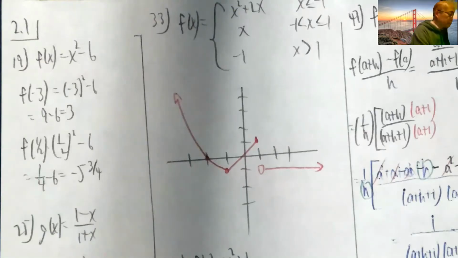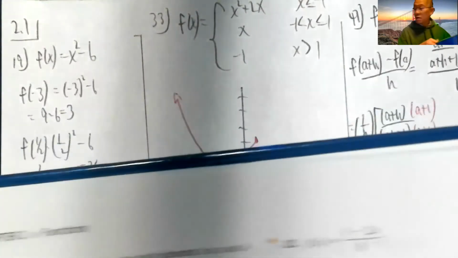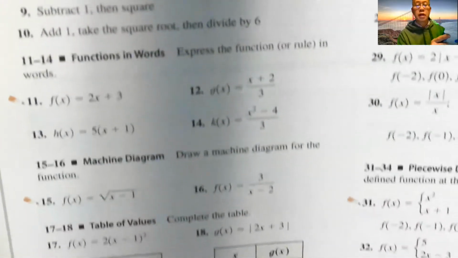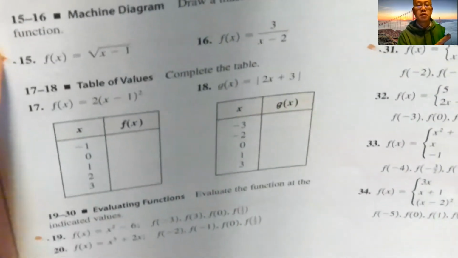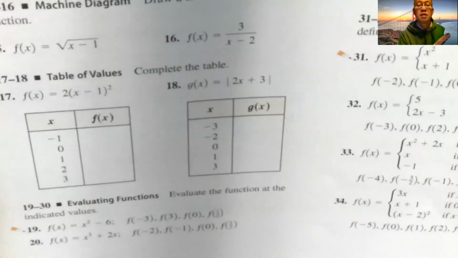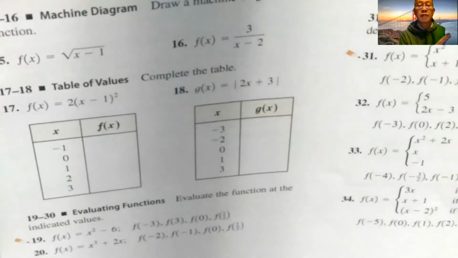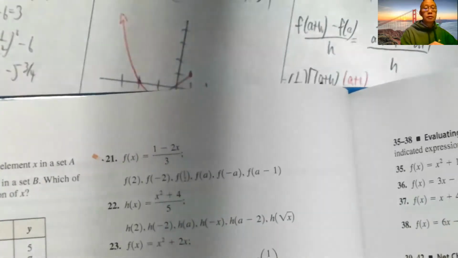This is section 2.1. Well, let me get you the problems for that. Okay, so we have 17 to 71 on page 192. Sorry, there's a shadow in the middle there I can't get rid of. There's 17, 19. So 19 is f of -3, f of 3, f of 0, and f of a half.